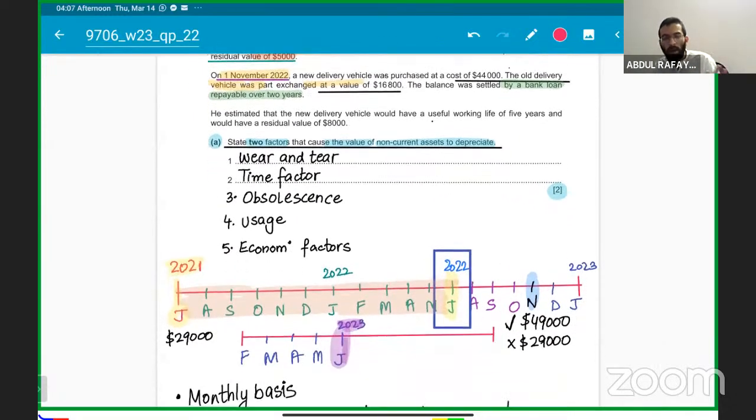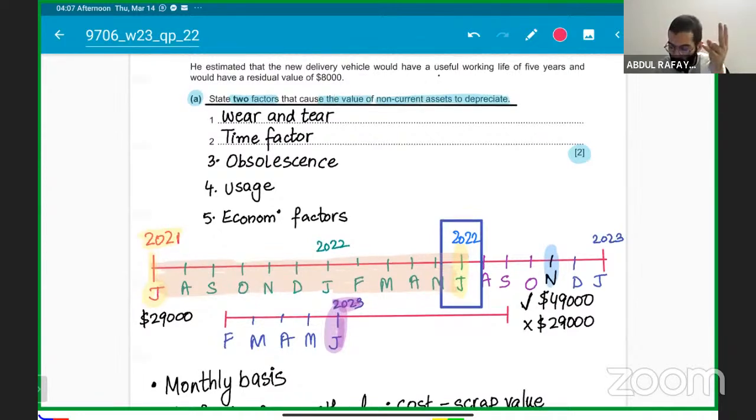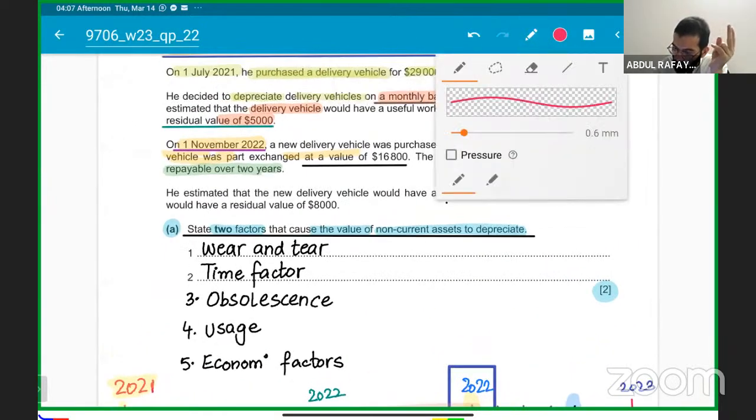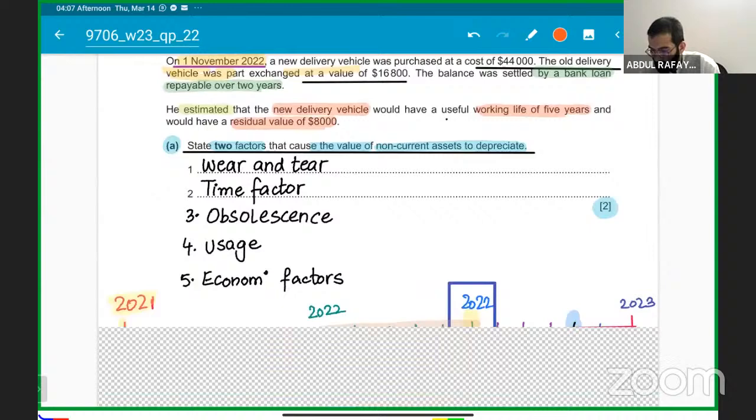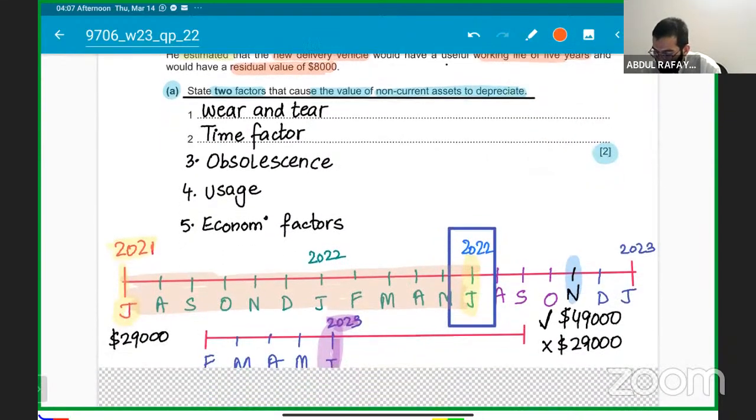It's very simple. We have to talk about two vehicles. Let's read this as well. The second vehicle: he estimated that the new delivery vehicle that he got also has a useful working life of 5 years and a residual value of 8,000. So again, the same method, straight line method, same policy, monthly basis. We just have to find the depreciation. So follow carefully, students. It will be simple.